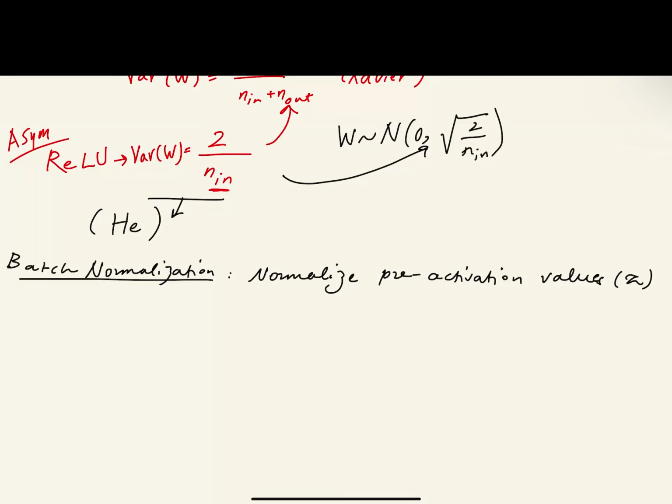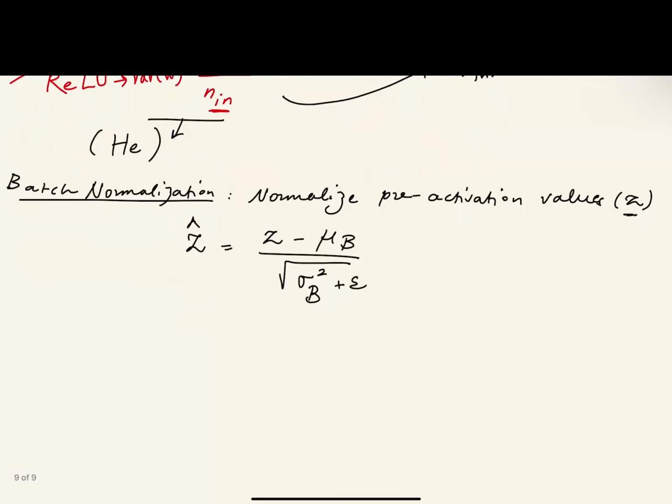It is inserted after the linear layers and before the nonlinear activation functions, hence it operates on the values z. How it works is that for each mini-batch during training, batch normalization first calculates the mean and variance of these pre-activation values, these z's, and then normalizes them to have a mean of 0 and a variance of 1. The normalized z can be written this way, where mu_B is the mean and sigma_B squared is the variance of the current mini-batch B.